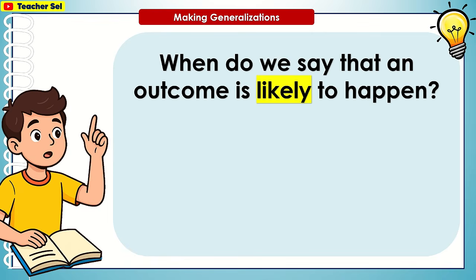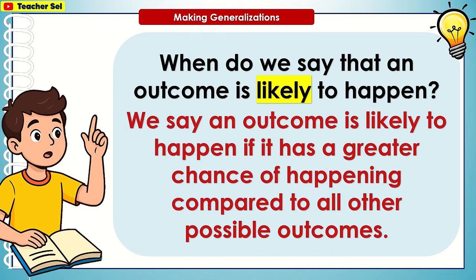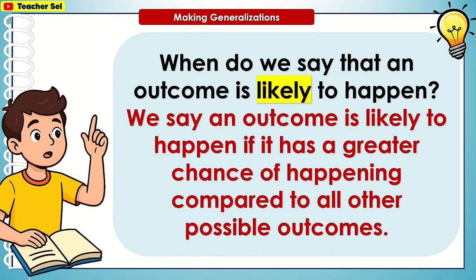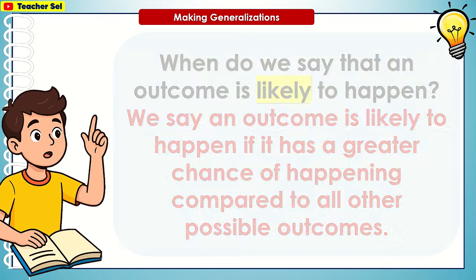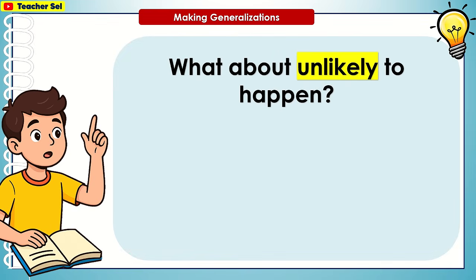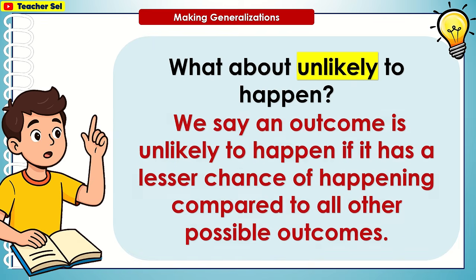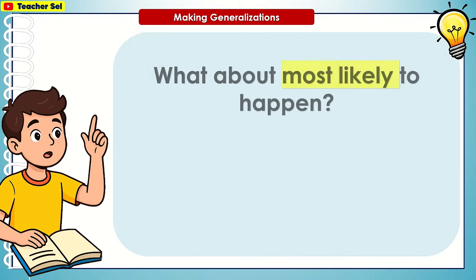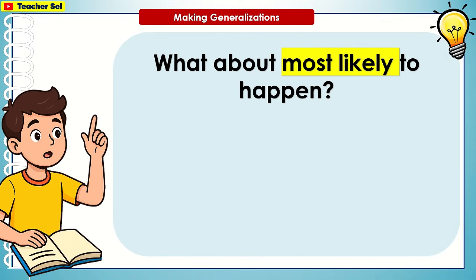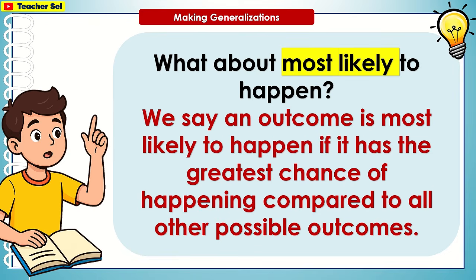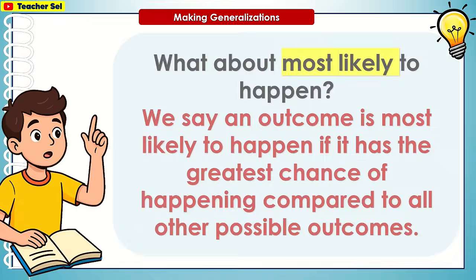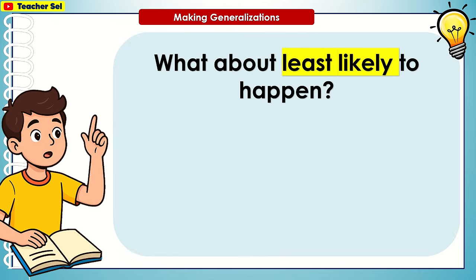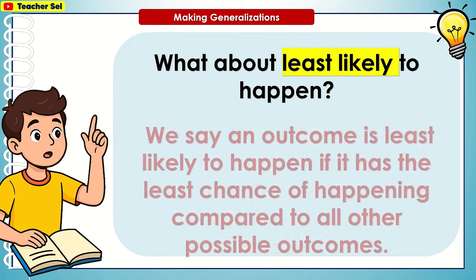When do we say that an outcome is likely to happen? What about unlikely to happen? What about most likely to happen? What about least likely to happen?